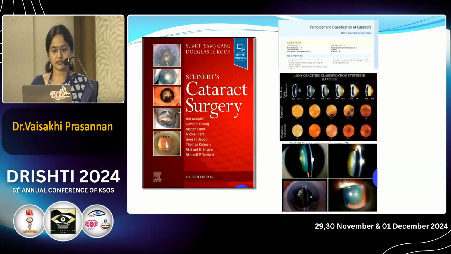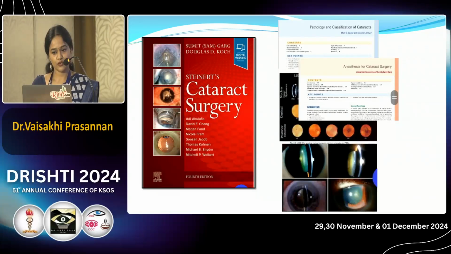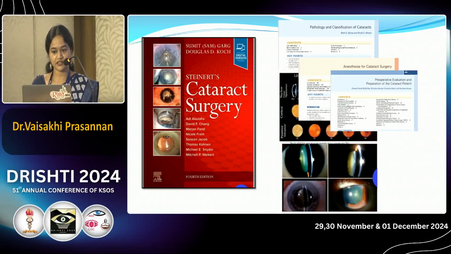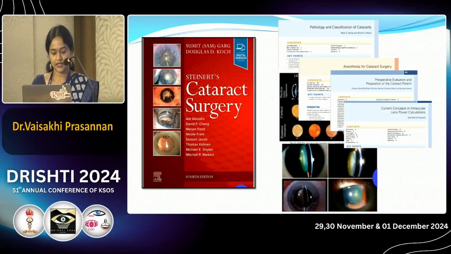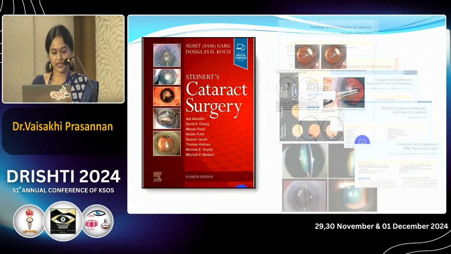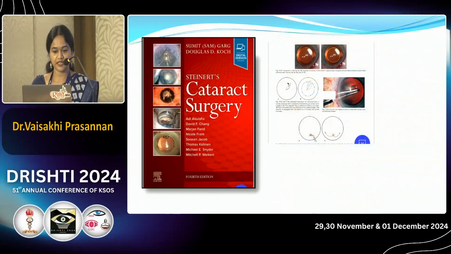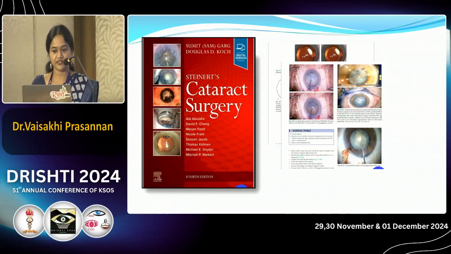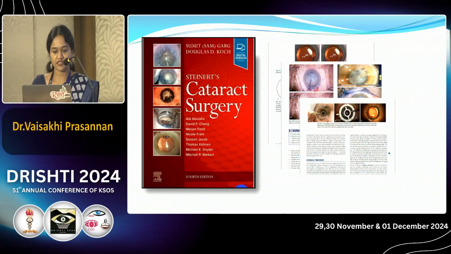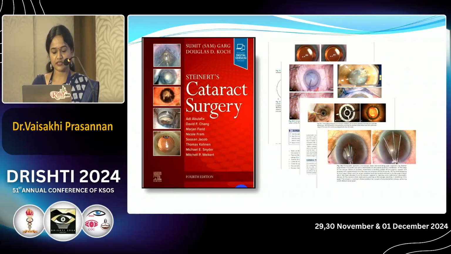And coming to this elaborate textbook on cataract surgery by Steinert, this starts with the pathology and classification of cataract, explains different methods of classifying cataract, followed by anesthesia for cataract surgery, IOL power calculation, different IOLs, and it also explains using diagrams the steps of cataract surgery and how to manage each special case, including intumescent cataract, use of toric lenses and small pupil.